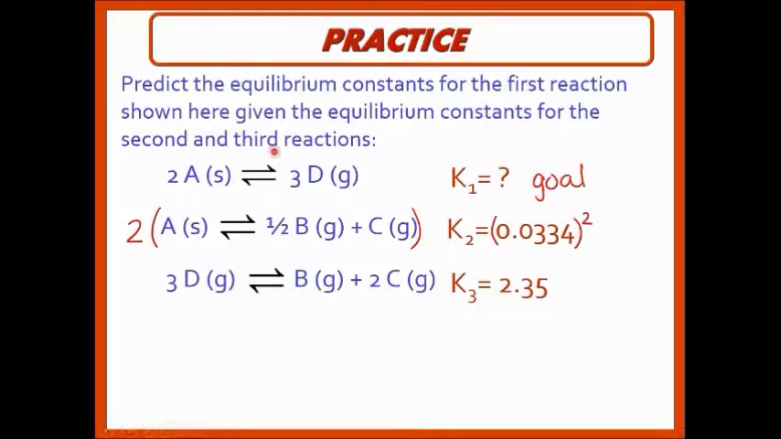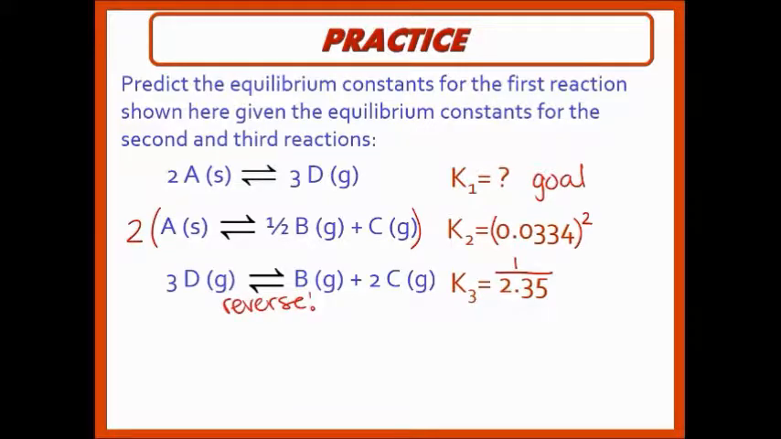Now again, taking a closer look at our goal equation, we see that we have 3 D's as products, where in our third equation that we can manipulate, we have 3 D's as the reactant. So if we reverse this chemical equation, then we're going to have the 3 D's as the product, which should match our goal equation. And remember that when we actually reverse a chemical equation, our equilibrium constant must be inverted.